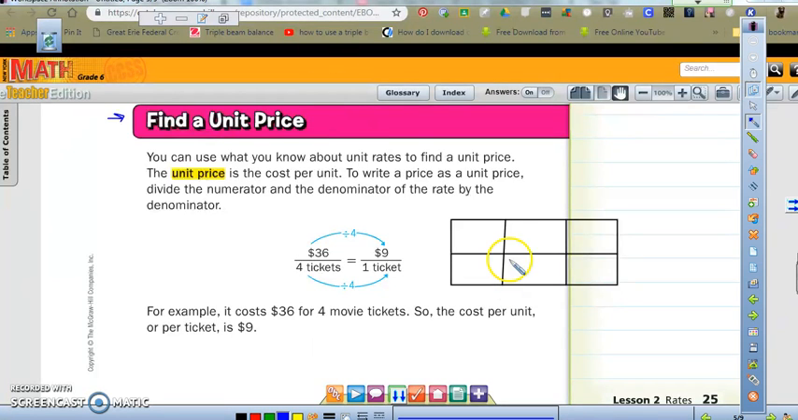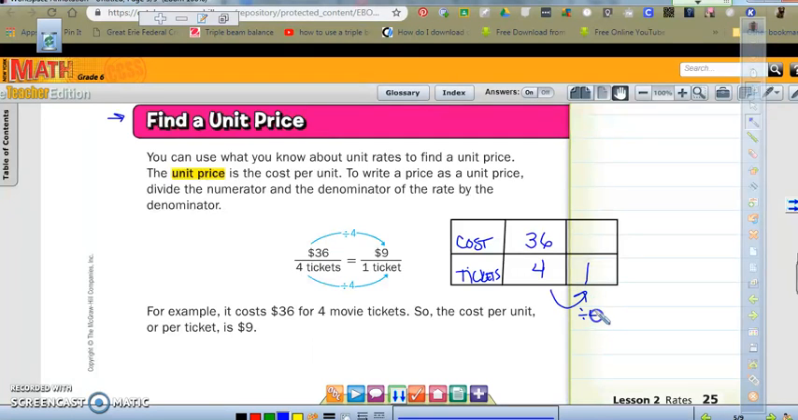We're talking about cost and tickets. So $36 for 4 tickets. I want the denominator to be what? I want it to be 1. So I divide by 4. 36 divided by 4 is 9.